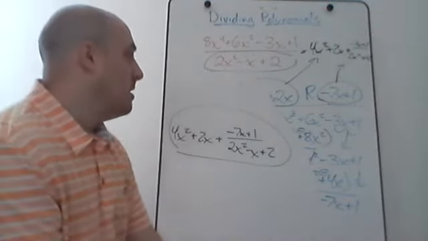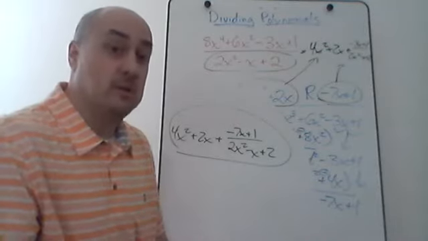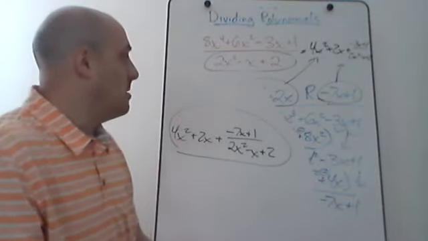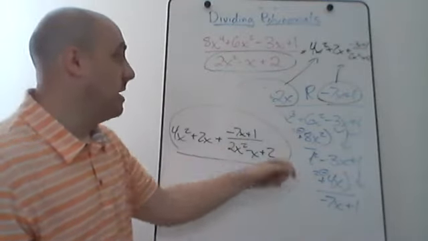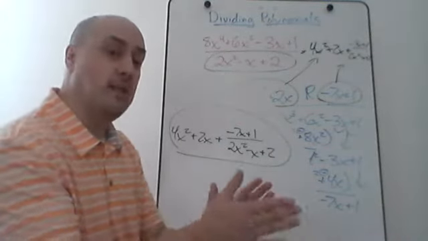All right, so that's one example of dividing polynomials. That one took kind of a long time. Remember the key things. If you're missing that term, that x to the third, you have to put that 0x to the third in there so that everything lines up.